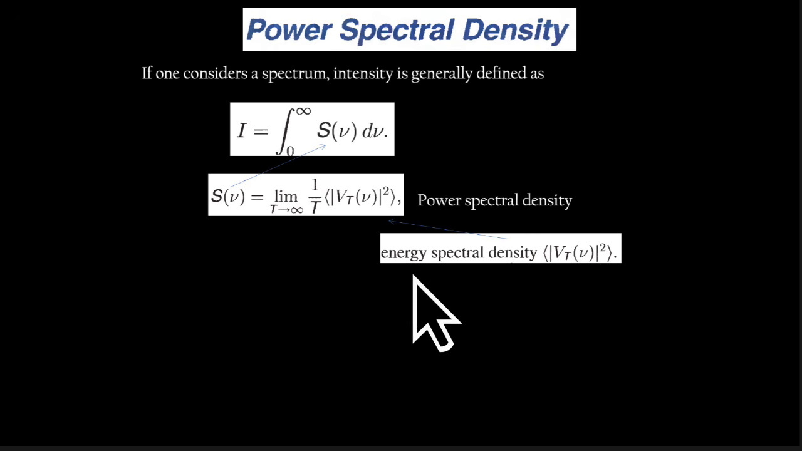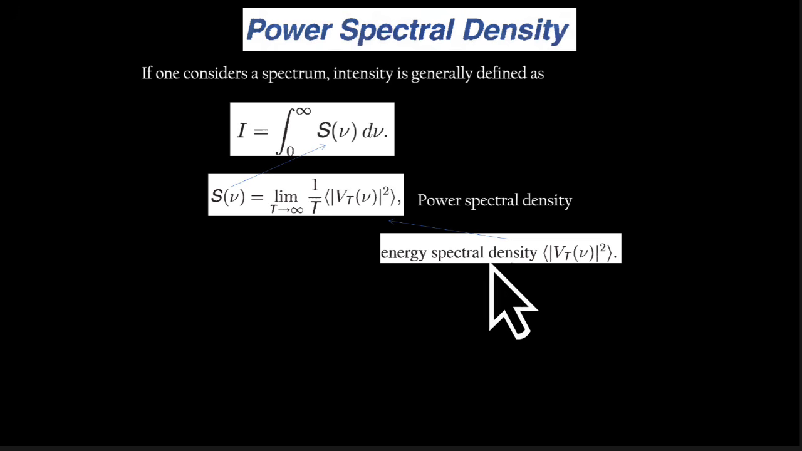You now have something called the energy spectral density, and that energy spectral density is connected to the power spectral density, and the power spectral density is connected to the intensity. So this is just giving you another definition of intensity from a spectral function viewpoint. This is just an aside from the conventional definition we have been using.